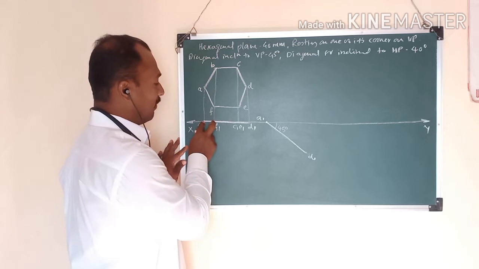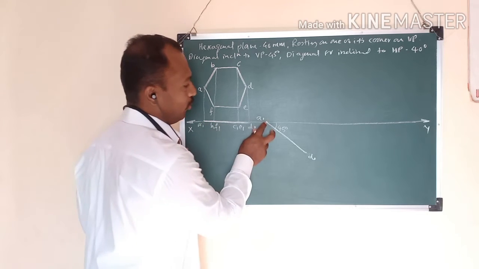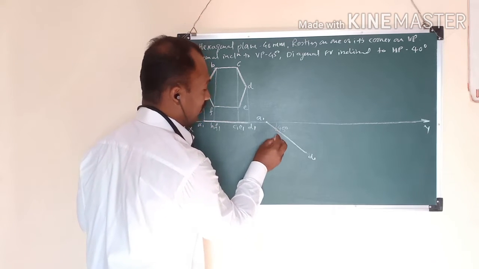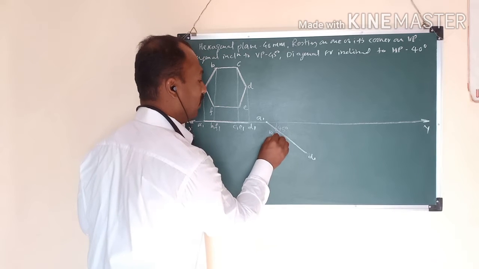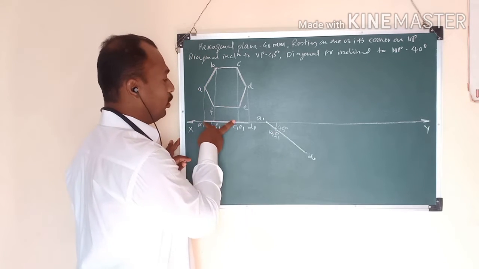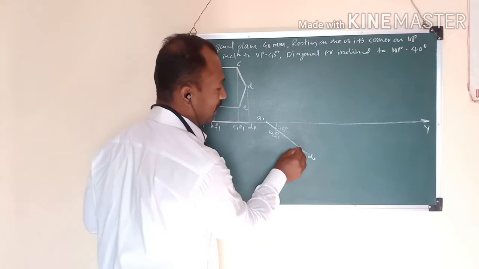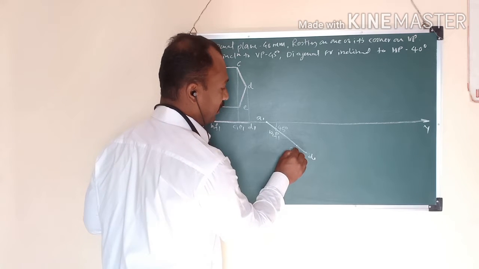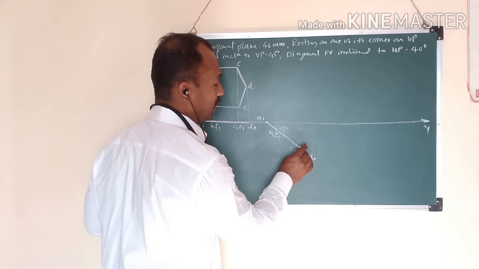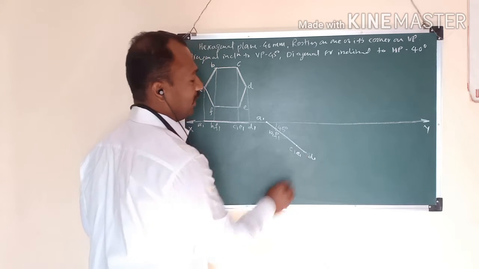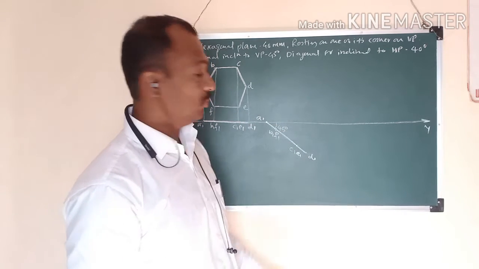Then take the A1 to B1 F1 distance in the compass. Put the point on A1, intersect here. You will get B1 and F1. Then take the A1 to C1 E1 distance in the compass and intersect here. You will get C1 and E1. Like this, you will get this position.